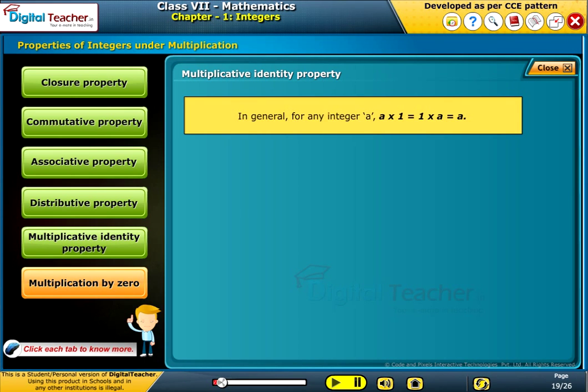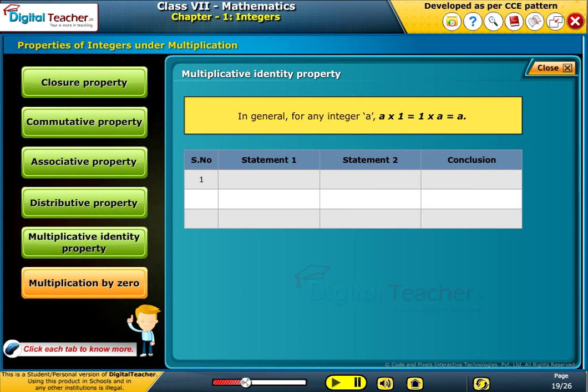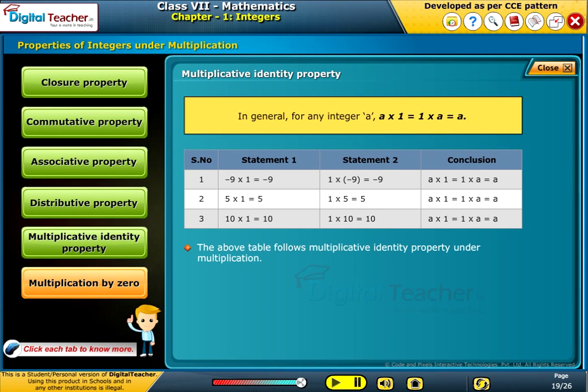Multiplicative identity property defines that for any integer a, a into 1 is equal to 1 into a is equal to a. In the first statement, minus 9 into 1 is equal to minus 9, and in the second statement, 1 into minus 9 is equal to minus 9, and it concludes that a into 1 is equal to 1 into a is equal to a. Same for the second and the third statements as shown in the table. Therefore, the above table follows multiplicative identity property under multiplication.